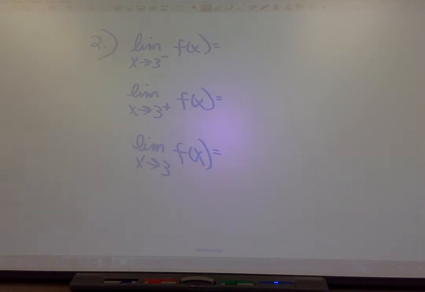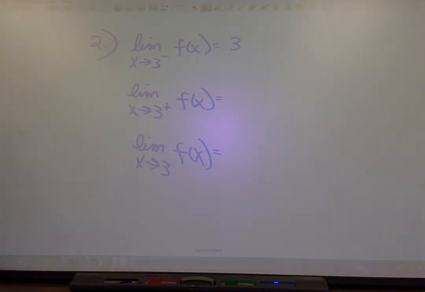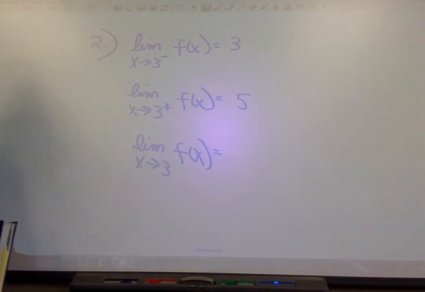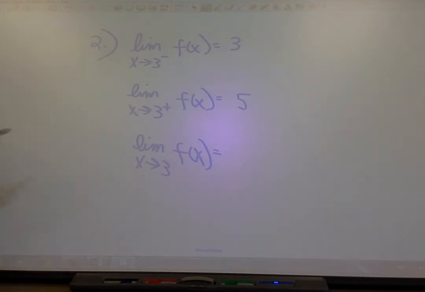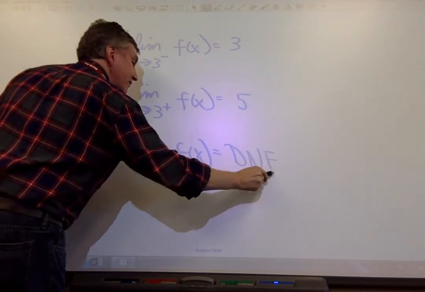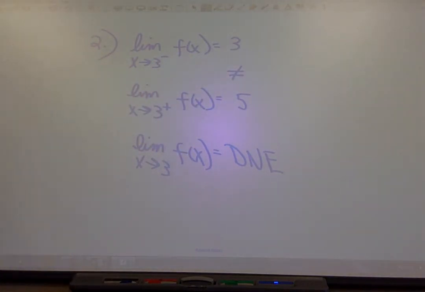Okay. Tell me, from the left, if you get close to 3 from the left-hand side, what is y going to? From the left, it's going to 3, isn't it? Up to that closed circle. What if you approach 3 from the right-hand side? What is y going up to? 5. It goes up to that open circle at 5, isn't it? Closer and closer and closer. What would you say about this third question? Why is it D N E? Because 3 is not equal to 5. They're not the same. Okay?